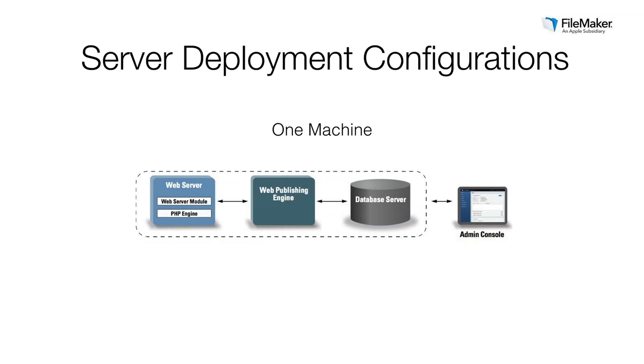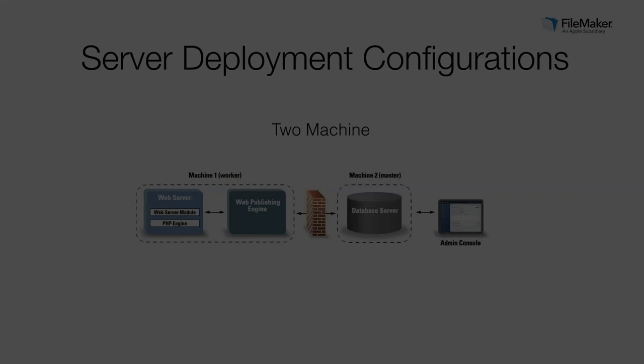Another thing to consider when you're planning out your deployment is what kind of server deployment configuration you'd like to use. Now, for the vast majority of cases, a one-machine deployment is going to be perfect. That means the 3 components here, the web server, the web publishing engine, and the database server, all get installed on one machine. This is what you would typically use if you have all FileMaker Pro and Go clients, or mostly FileMaker Pro and Go clients with some light to moderate web usage.